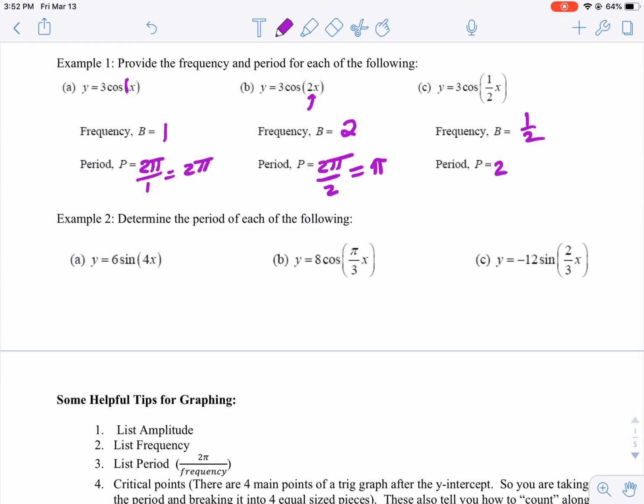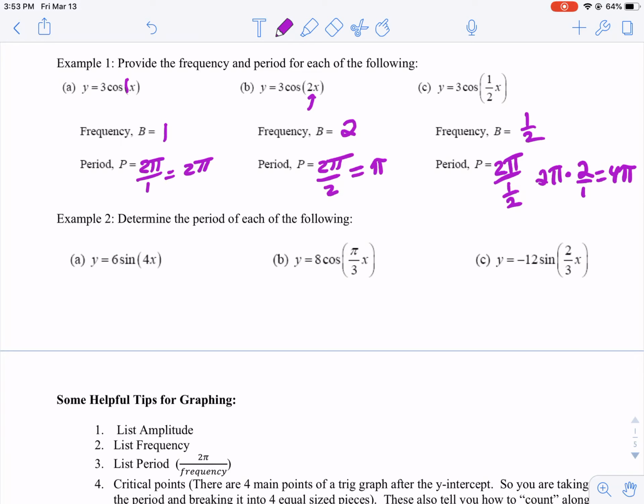Well, 2 pi divided by frequency tells me what my period is. 2 pi, keep it, change it, flip it, and there you go. That says 1 full cycle will take all the way to 4 pi to complete. We'll see this on a graph in a moment.